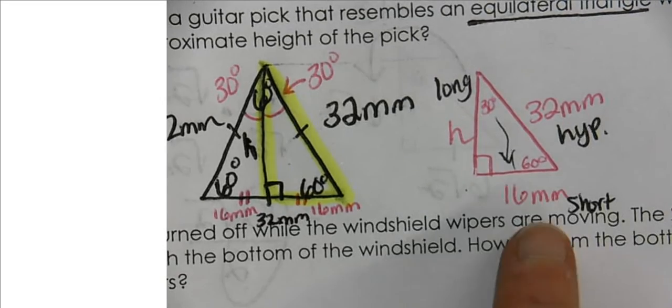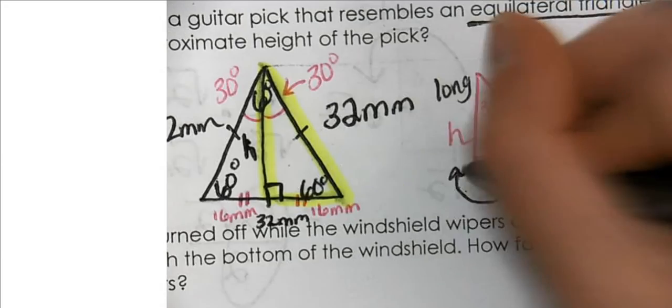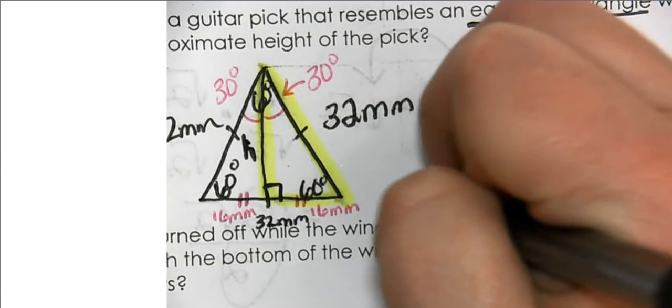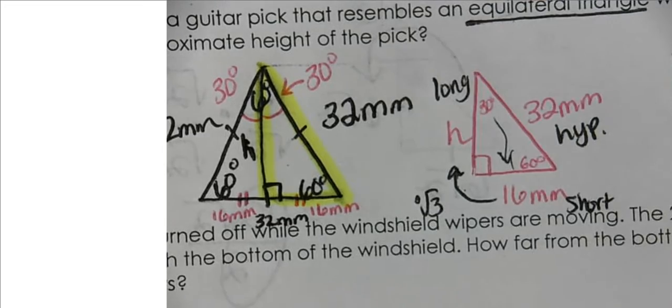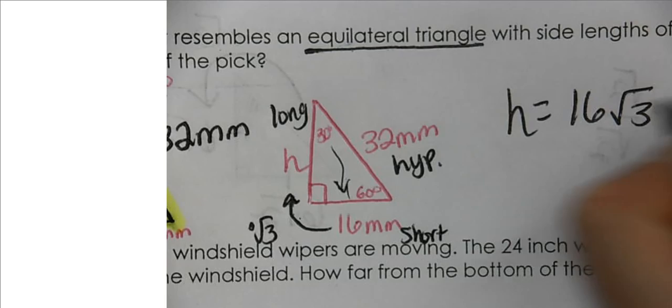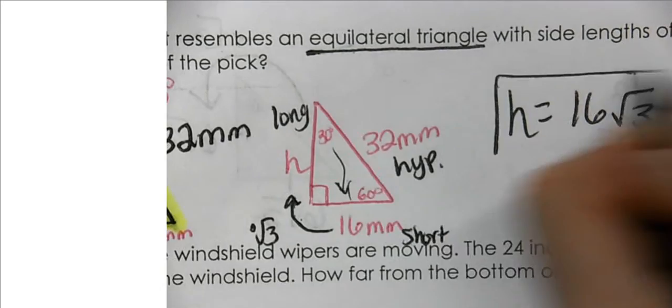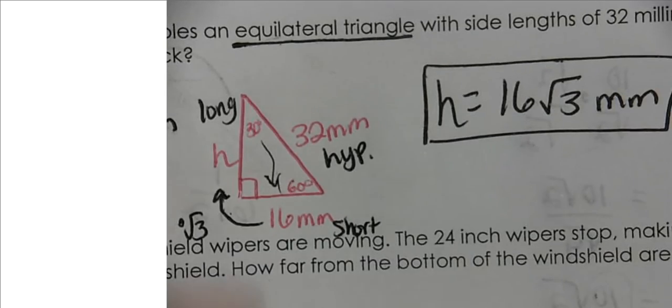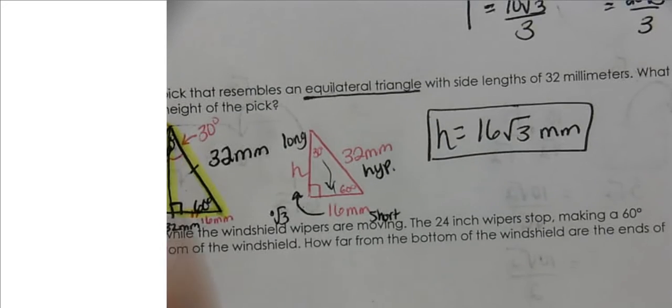So to go from our short leg to our long leg, we're simply going to multiply by the square root of 3, making H equal to 16 times the square root of 3 millimeters. And there's your answer. There's your height. There's more drawing to that problem than actual math to show.